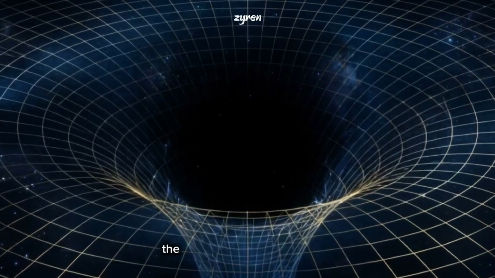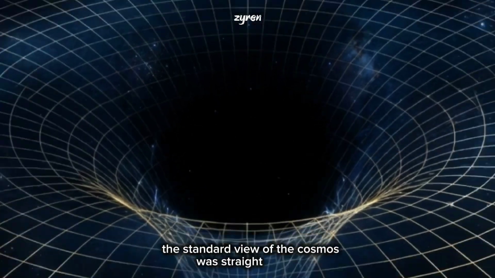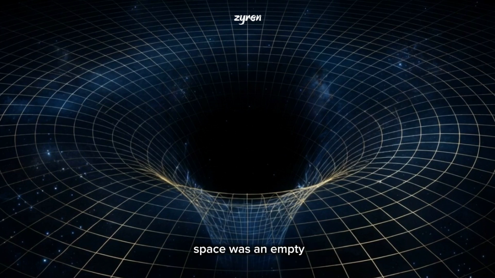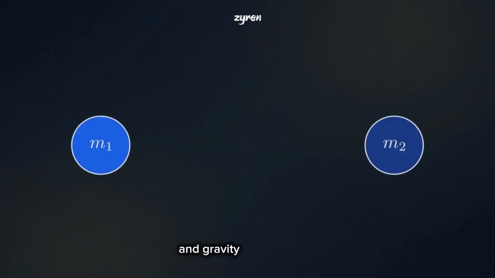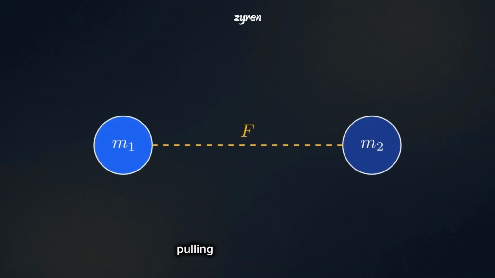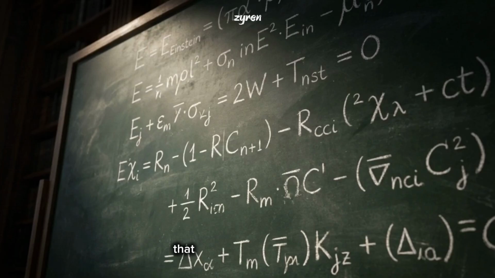For centuries, the standard view of the cosmos was straightforward. Space was an empty, unchanging stage, and gravity was simply an invisible tether pulling objects toward one another. That changed when Einstein proposed a different model.